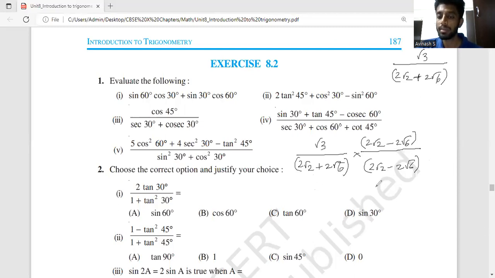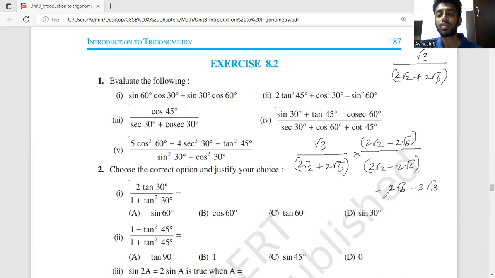Now, how do I proceed with this? Root 3 into 2 root 2 and root 3 into 2 root 6. You have to multiply root 3 with each term. Root 3 into 2 root 2 will become 2 root 6, minus root 3 into 2 root 6 will become 2 root 18. Basically, root can get multiplied only with root terms, irrational and irrational. In the numerator, root 3 into 2 root 2, I have done 2 root 6, and root 3 into 2 root 6, I have done 2 root 18. Basically, root 3 and root 6 are getting multiplied.